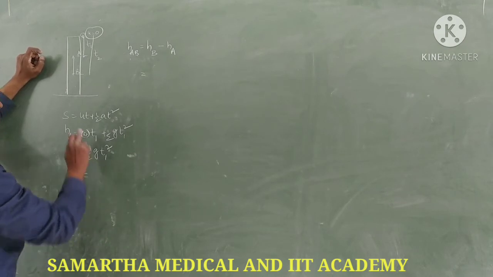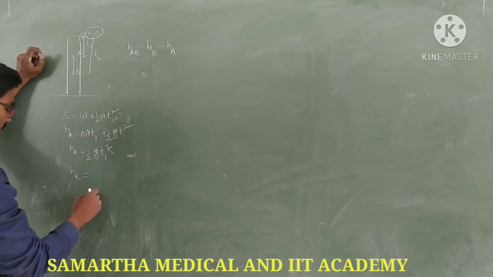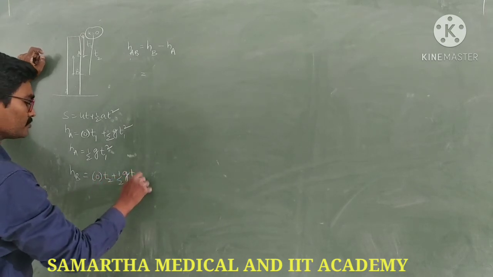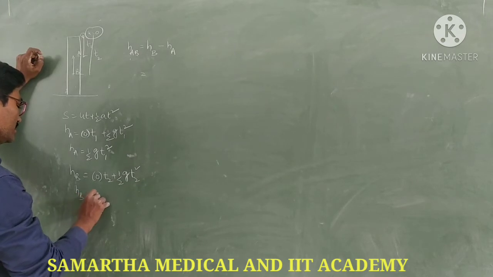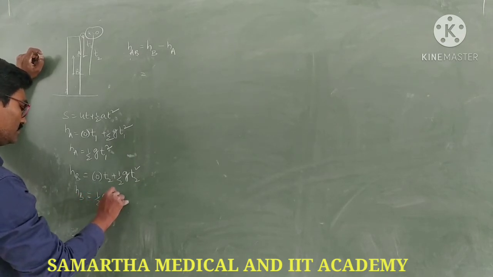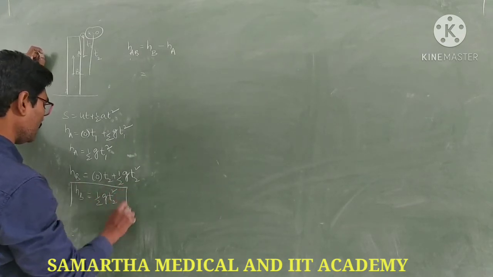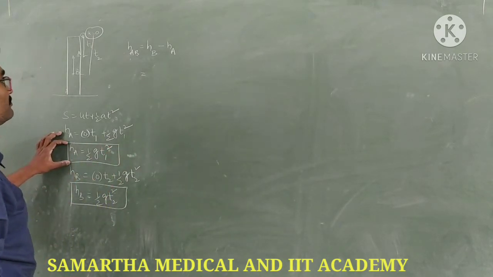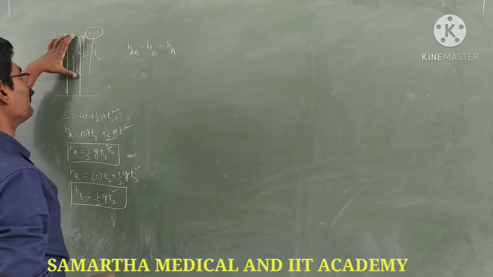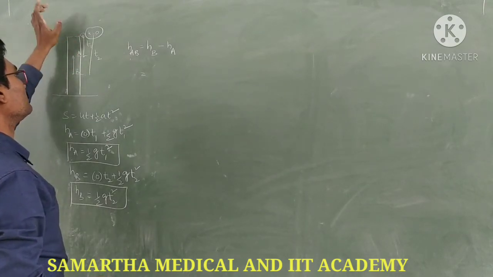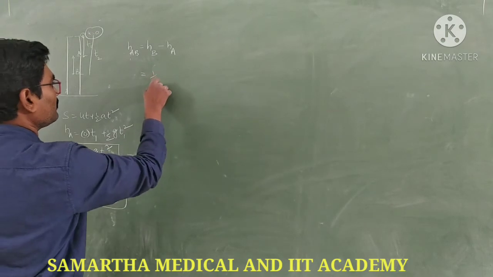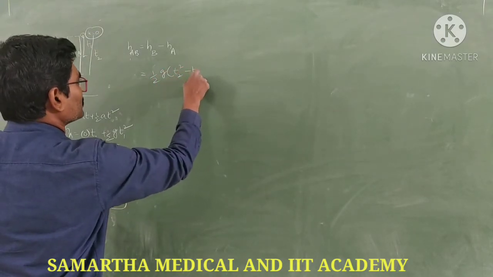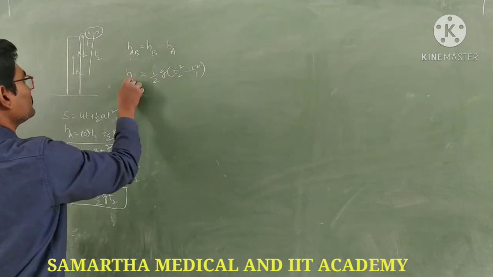Similarly, what is HB? HB is also given by the formula ut plus half at square. So 0 into t2 plus half g into t2 square. So height of B is equal to half g t2 square. This is the distance covered for the point B, and this is the distance covered for the point A. So distance covered up to B minus distance covered up to A, if you subtract, you will get half g into (t2 square minus t1 square). That is the distance between A and B.